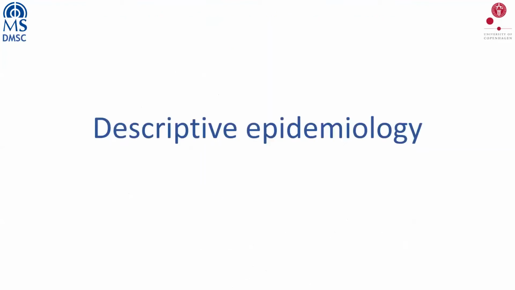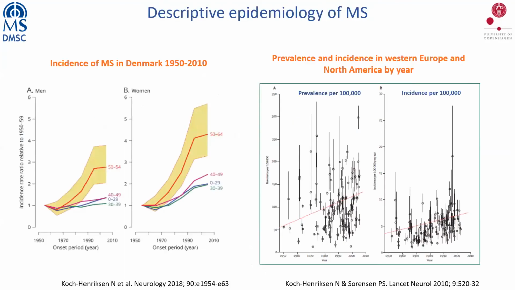So we use the data for descriptive epidemiology. And this just shows a review of the incidence of MS in Denmark from 1950 to 2020. And as you can see, the incidence has increased both in men and women, but most in women. And interestingly, it's actually the patients with onset at the age of 40 or more that have increased most.